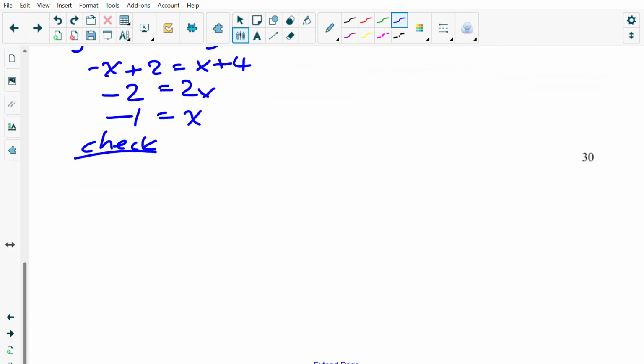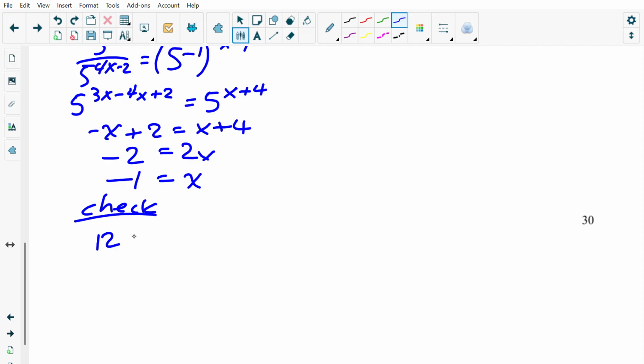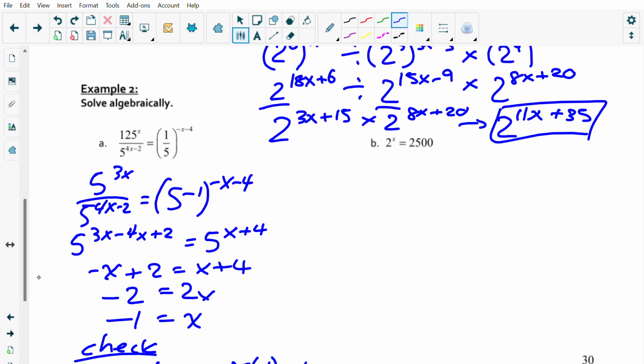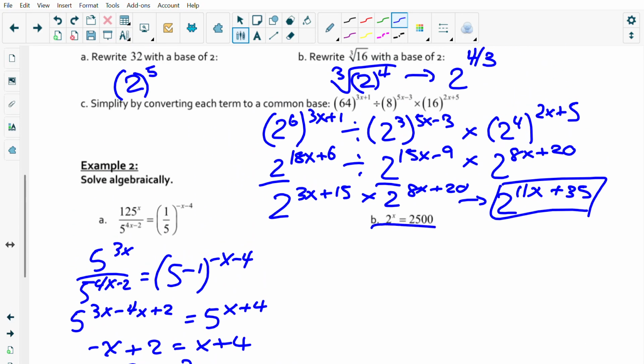I can do a quick check here. That's 125 to the negative 1 divided by 5 to the 4 times negative 1 minus 2 equals 1 over 5 to the negative 1 minus 4. Evaluate all that, and that's 125 equals 125. Check. Okay, next one, 2 to the x equals 2,500.